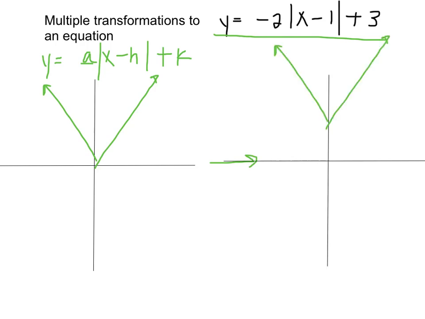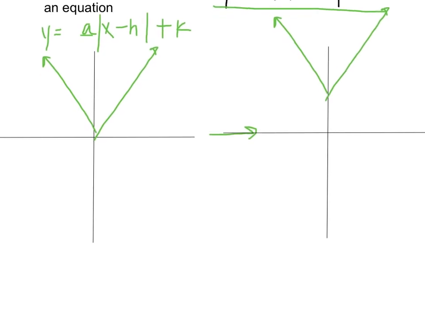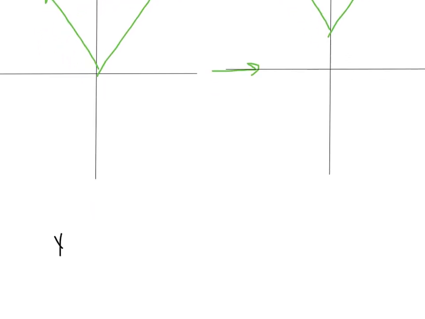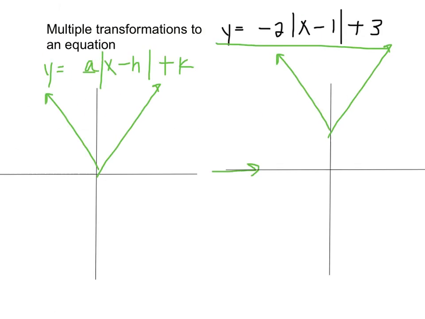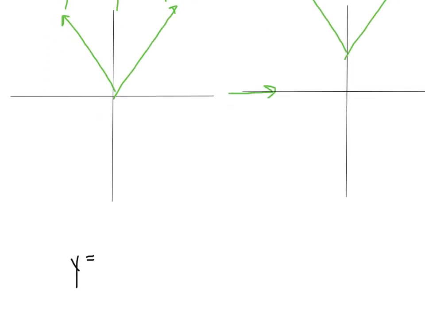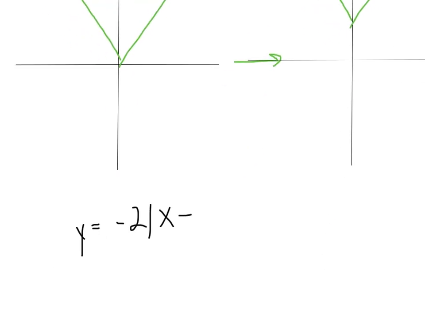We need to move it to the right 1 space, and I'll copy down the problem again. y equals negative 2 times the absolute value of x minus 1, plus 3. So we've already taken care of the 3. And now we need to do the x minus 1.